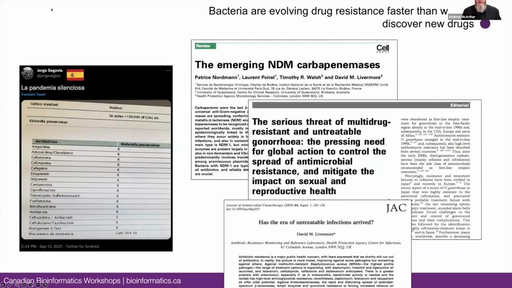The theme is that bacteria are evolving resistance to drugs faster than we can bring new drugs to market. And so, tuberculosis, gonorrhea, right? These are things that are coming back.